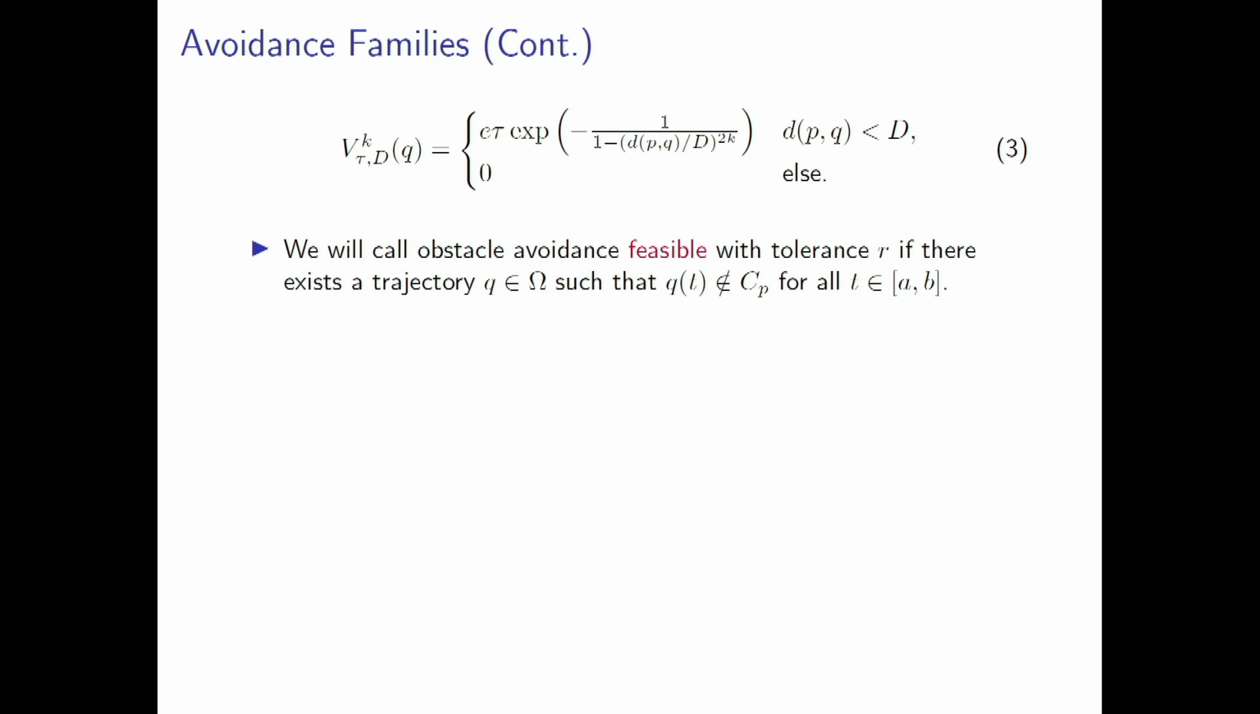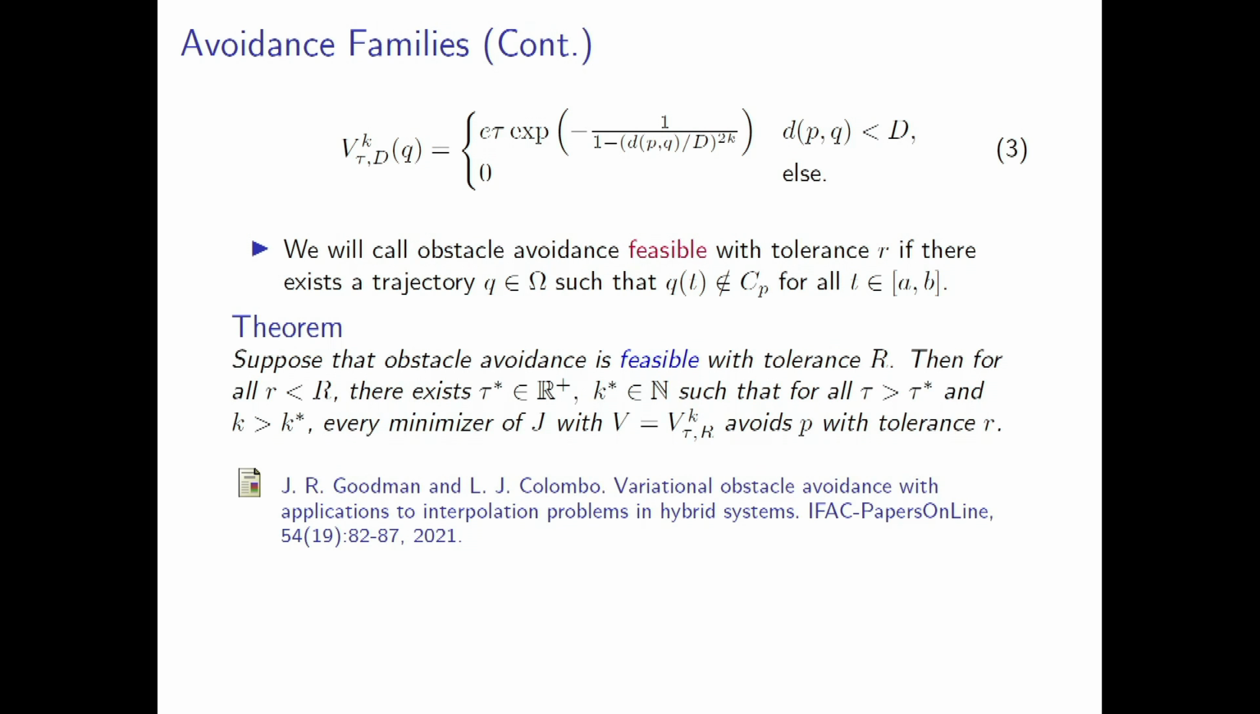So we will call obstacle avoidance feasible with tolerance r if there exists a curve q on omega such that q is not in the collision region for all t. Using the feasibility condition, we can give a way to guarantee when every minimizer of J avoids p with tolerance r. And then we can use this result for general obstacles.